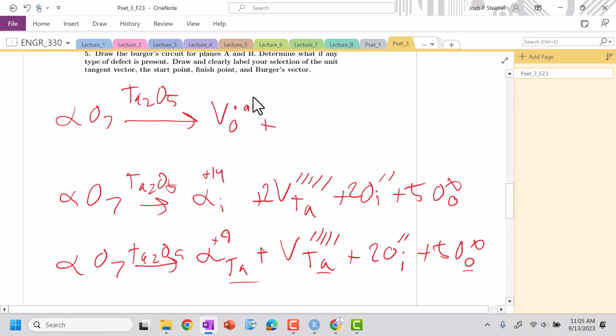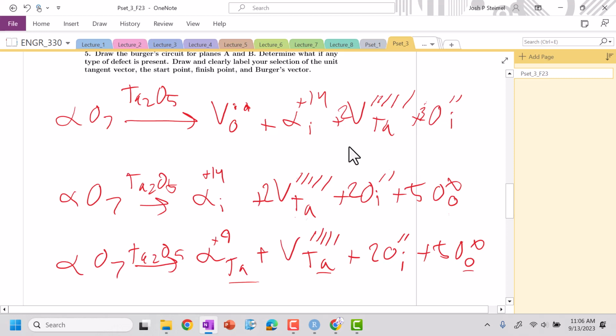Vacancy in oxygen. I'm going to do an alpha interstitial, so that's going to leave me with plus 14. So I have 16 plus vacancy in tantalum. So I have, how many of that? Is that 16? Okay, I'm going to do 1, 2, 3, 4, 5. So I've got 16. So I'm going to do 2 of these plus oxygen interstitial. That's 10. So I'm going to need 1, 2, 3 of them.